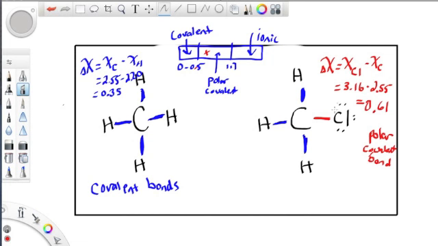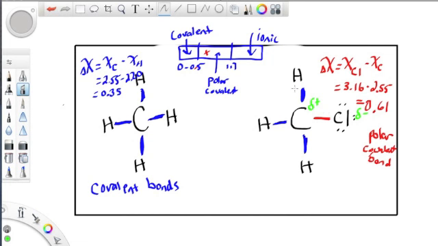So chlorine is 3.16, which means the electrons are more over here by the chlorine than they are by the carbon, which means that carbon is kind of positive. It's kind of missing electrons. And that chlorine is, let's use a different color for that. I'm going to use this green color so we can see it very easily. So that's kind of positive. That's kind of negative.